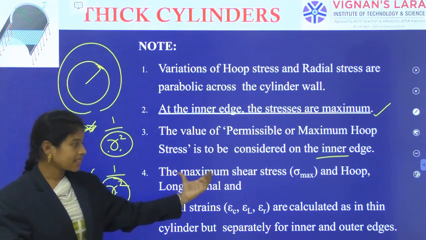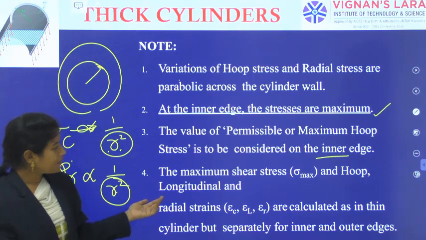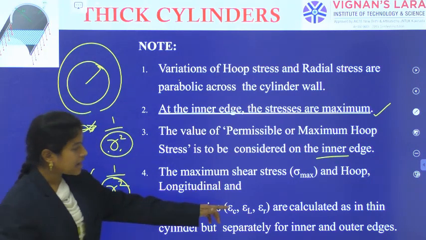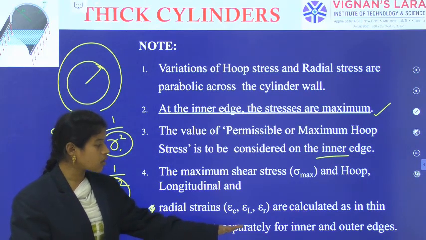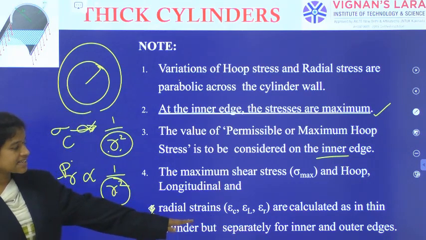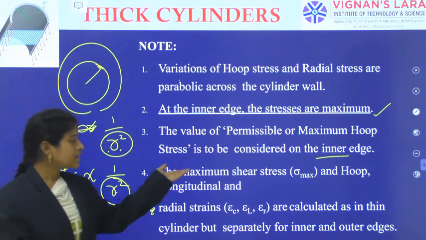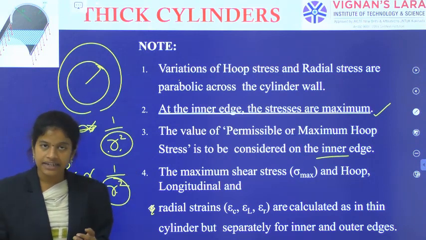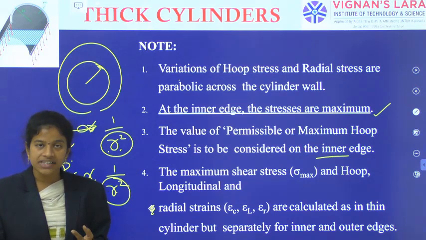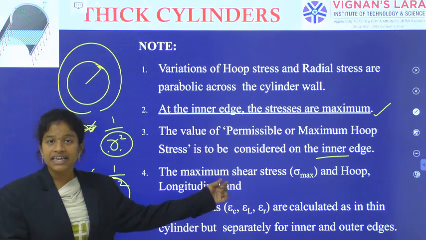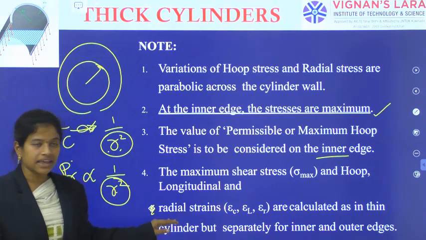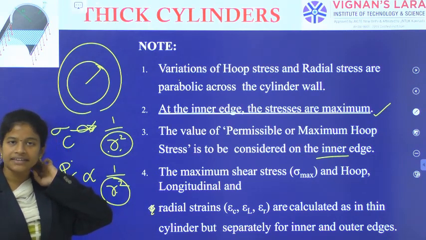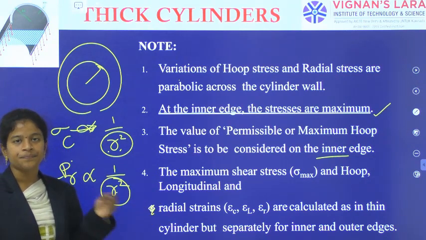Next, the maximum shear stress and the hoop, longitudinal and radial strains were calculated in thin cylinders. These calculations, shear stress, hoop strain, longitudinal strain and radial strain, will not be done separately for the inner and outer sides in the case of thick cylinders. Separate calculation is not there, the same as for thin cylinders.